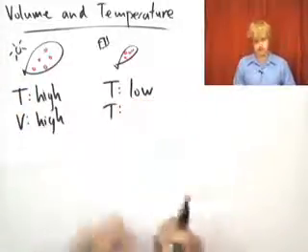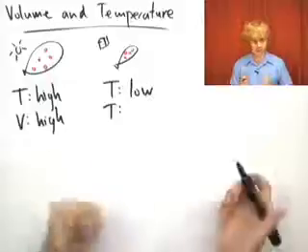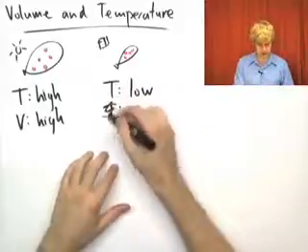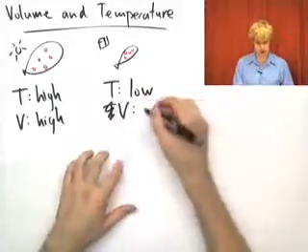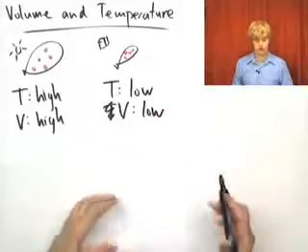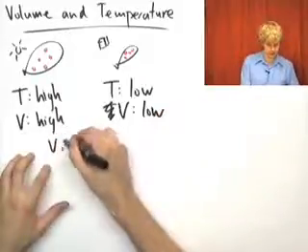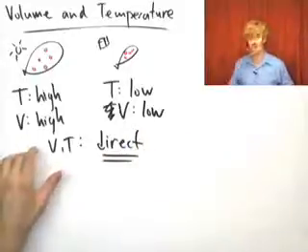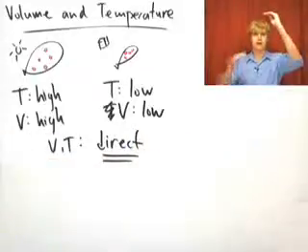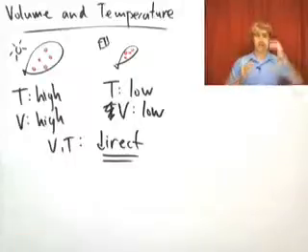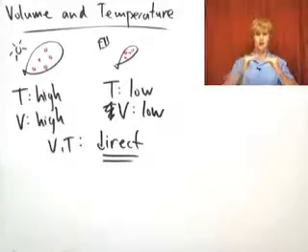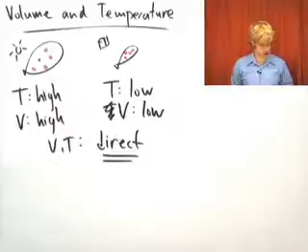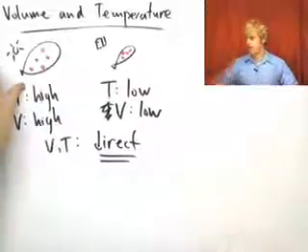But then when we lower the temperature and these guys have much less kinetic energy, they're not moving around as much. I'm sorry, I wrote T here. The volume is going to be much lower. So volume and temperature show a direct relationship. As one goes up, the other follows and goes up too. As one goes down, the other goes down too. Direct relationship. Let's take a look at, again, some math problems that we can do with what we've learned.